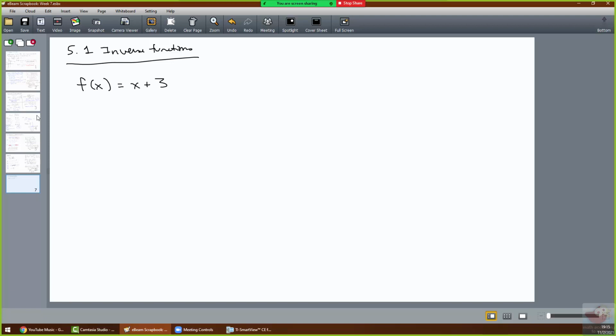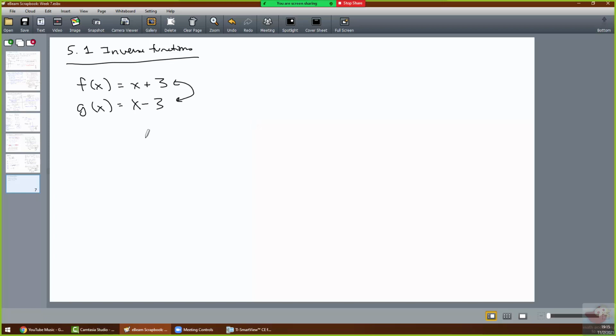What would undo adding 3? You would subtract 3. So if I called another function g of x and defined it as x minus 3, now what happens is these two functions undo each other. We'll see what that undo means later on. But that's the whole idea of an inverse. Two functions are inverses, this is layman's terms, if they undo each other.